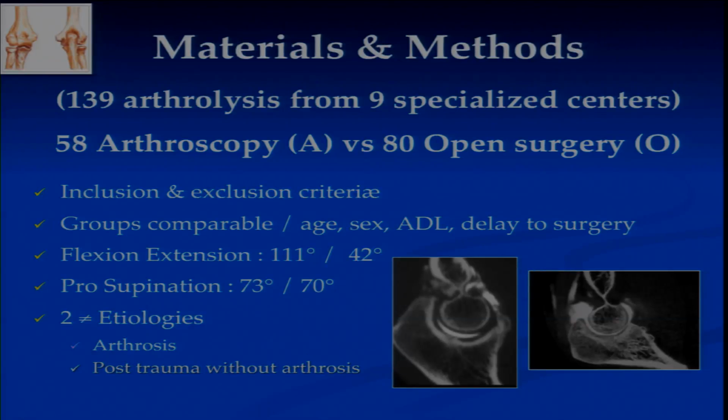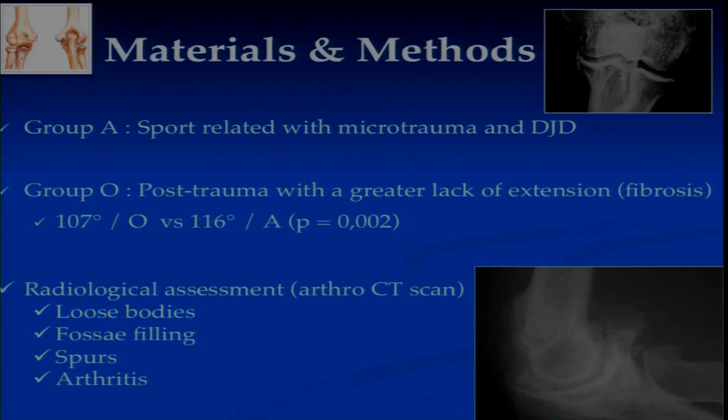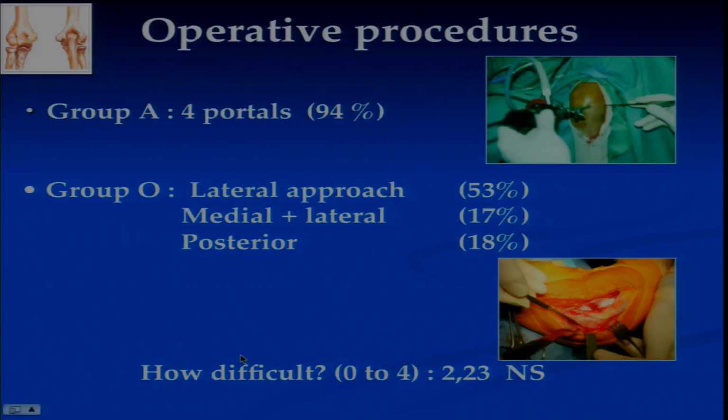In the open surgery group, there were more post-trauma patients, and in the arthroscopic group, there were mostly microtrauma patients. Of course, arthroscopy is much more adapted to sportsmen with some degenerative arthritis due to overload. So the radiological assessment was made, as I told you, with an arthro-CT scan. In all cases, it was a criterion for the inclusion. Here is the operative procedure.